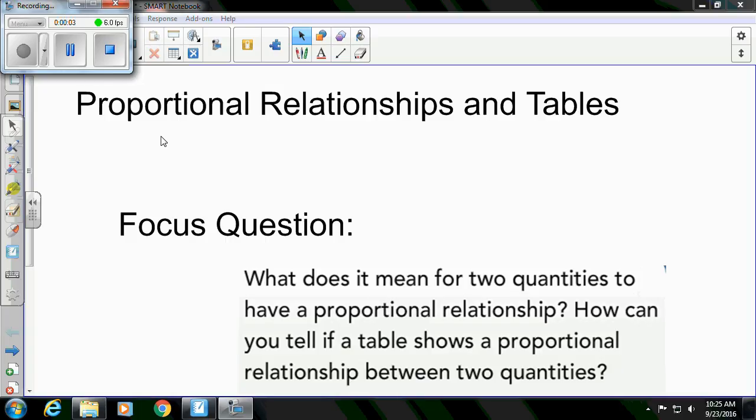Welcome to topic 2, proportional relationships in tables. Our focus question for this topic: what does it mean for two quantities to have a proportional relationship? How can you tell if a table shows a proportional relationship between two quantities?